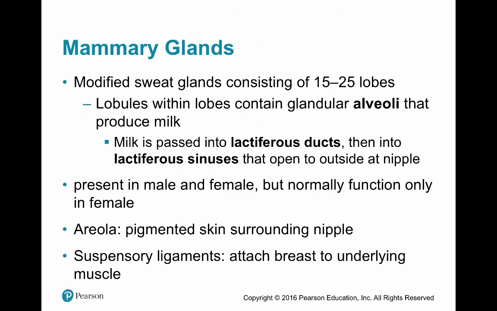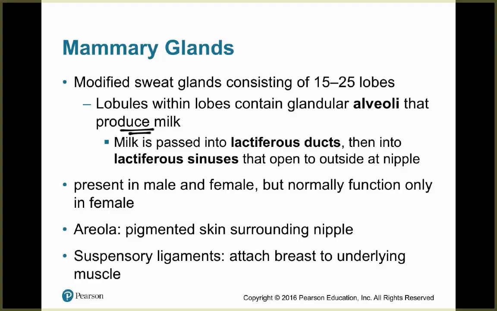Now, another part that we didn't really have to discuss for men are the mammary glands. And these mammary glands are basically modified sweat glands, and they consist of about 15 to 25 lobes. And the lobules within these lobes contain glandular alveoli, and these guys produce milk. And basically the milk is passed into the lactiferous ducts and then into the sinuses that open to the outside at the nipple. These are both present in men and women, but they're normally just functional in females.